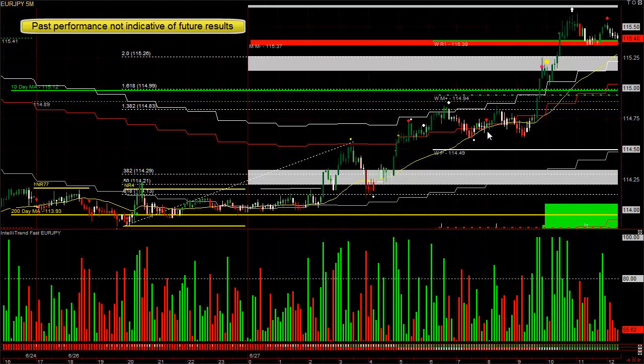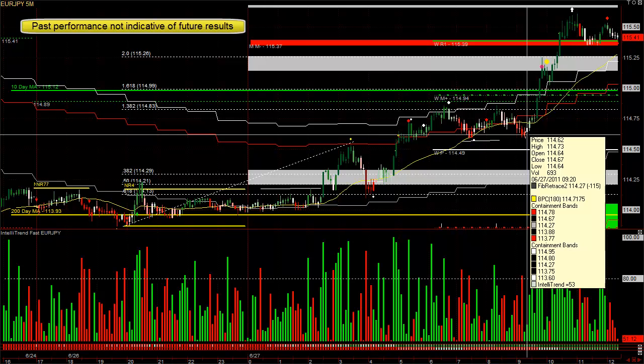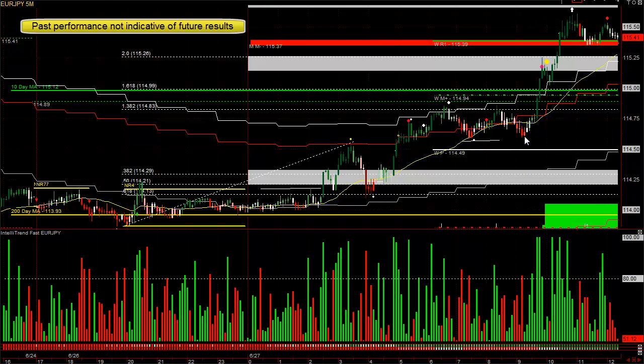You might have went long again right here with your stop underneath the low, and it came up and double topped right here with less strength. If you wanted to exit that trade here, anticipating a possible reversal, waiting to see if it can go below this low. If it does, you know, the uptrend's over. If it doesn't, as in what happened, you know, go long again.